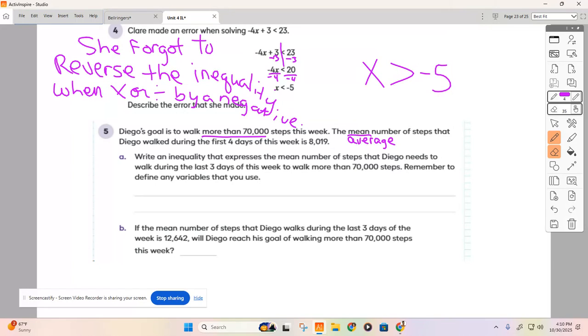Part A says to write an inequality that expresses the mean number of steps that Diego needs to walk during the last 3 days of the week in order to walk more than 70,000 steps. Remember to define any variables that you use. Our variables are representing amounts we don't know. We don't know the mean number of steps that he still needs to walk. So I'm going to say let x be the mean number of steps for the rest of the week.